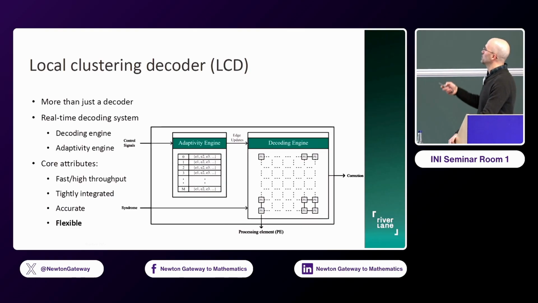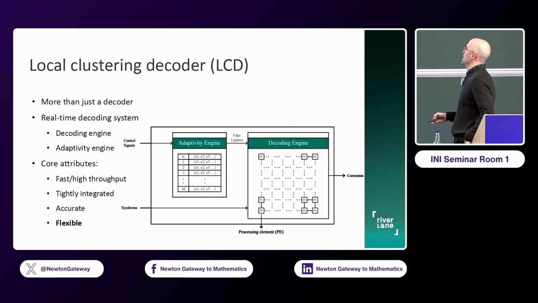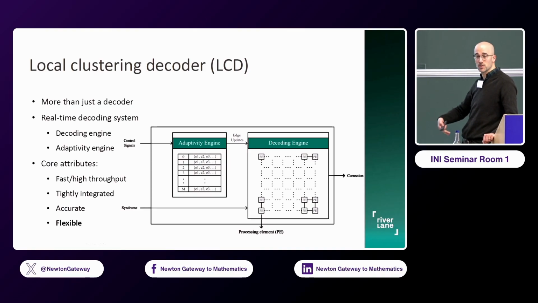The thing I want to hammer home, though, is that our local clustering decoder is made of 2 bits. One is the decoding engine. This is meant to be this FPGA, this chip-like thing that deploys our decoder. And there are going to be 2 separate units to it. One runs the decoding engine, and in this decoding engine we're running this clustering algorithm that does the decoding. But next to the decoding engine, we have an adaptivity engine, which runs these adaptations of the decoding graph in real time based on heralds of leakage.